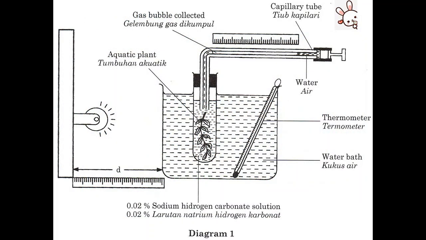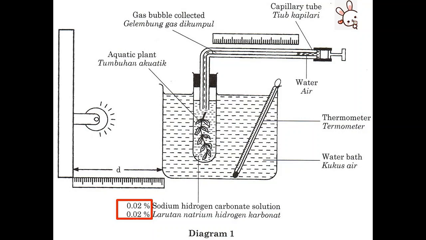The diagram here shows the apparatus setup in the experiment. Please study the diagram and try to recall what we have discussed just now. From this diagram, we can identify another CV, which is the concentration of sodium hydrogen carbonate solution.